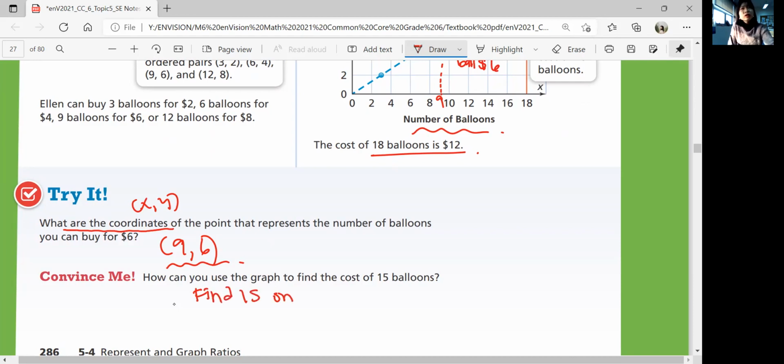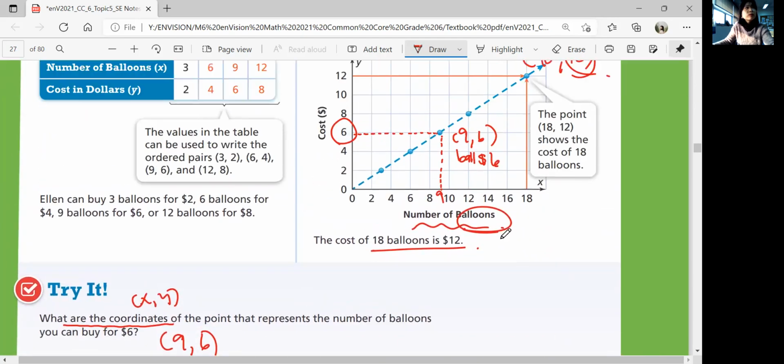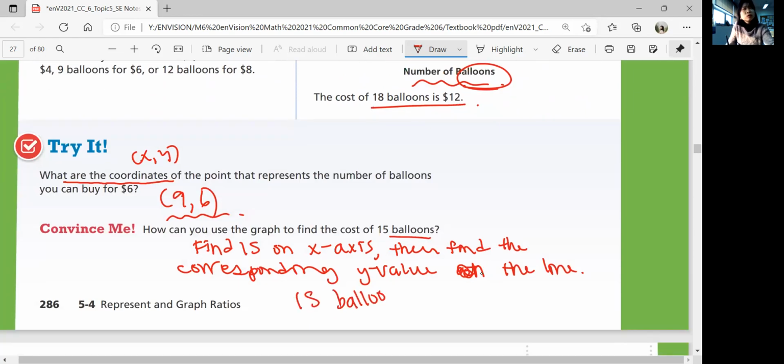Find 15 on the x or y axis. It's balloons, so balloons is on the x-axis. On the x-axis, then find the corresponding y value on the line. So then 15 balloons, if you have 15 balloons, how much would it cost? It will cost $10. 15 balloons will cost $10.